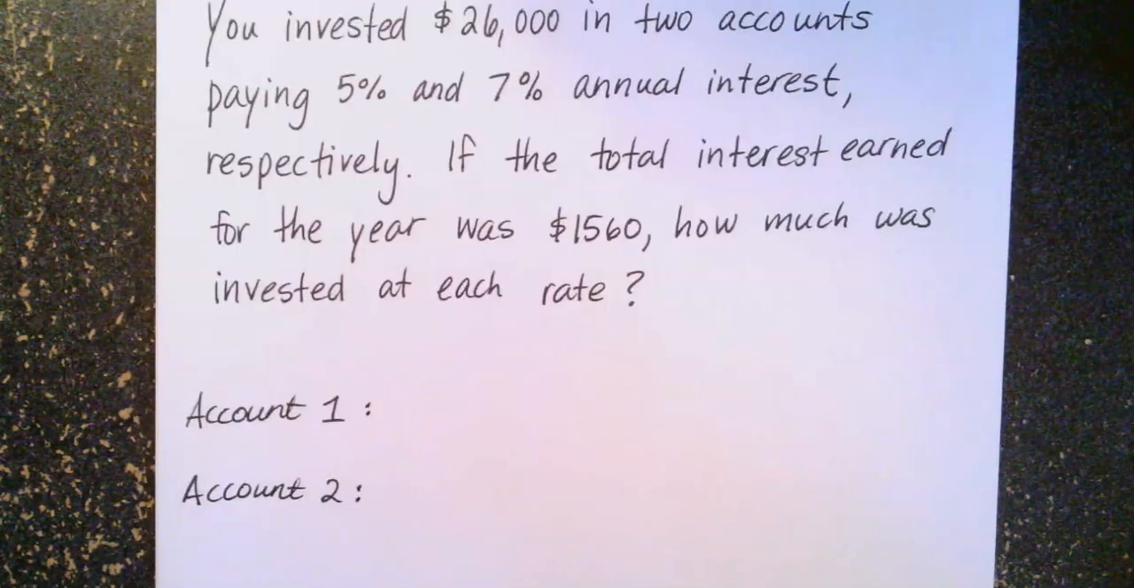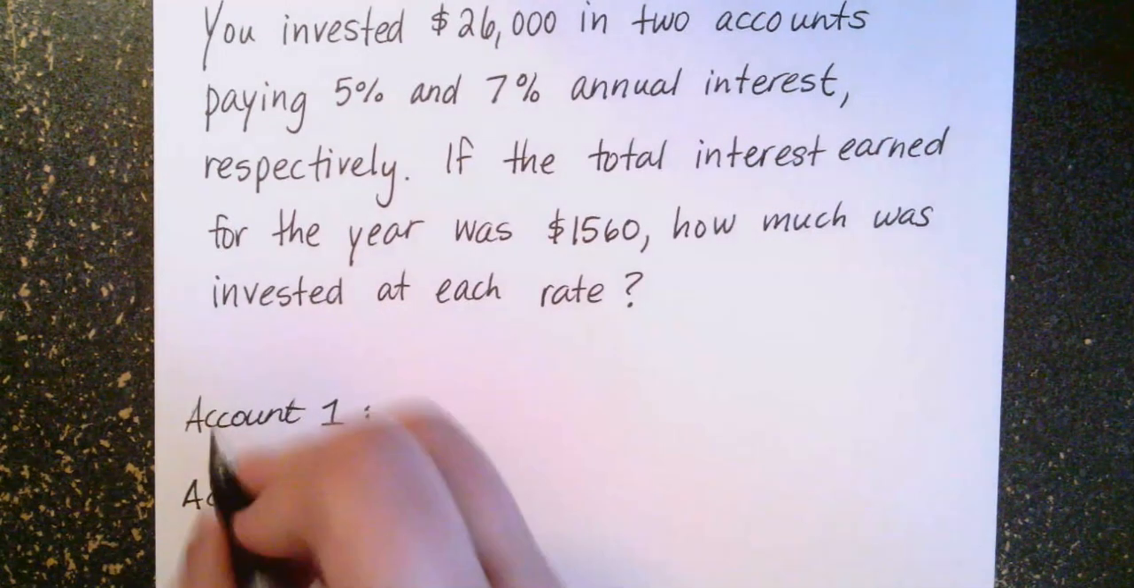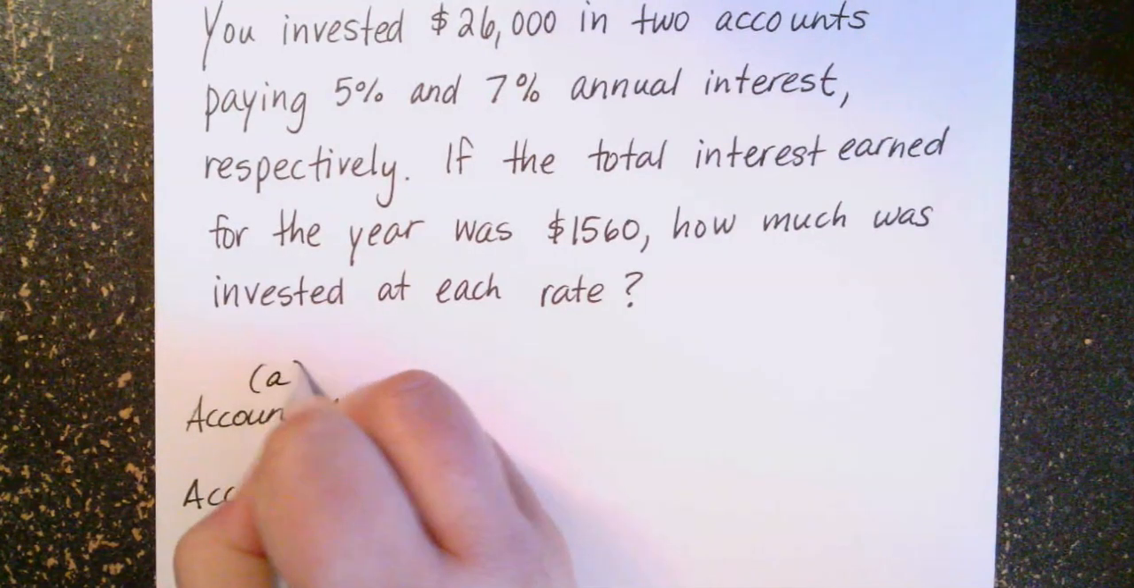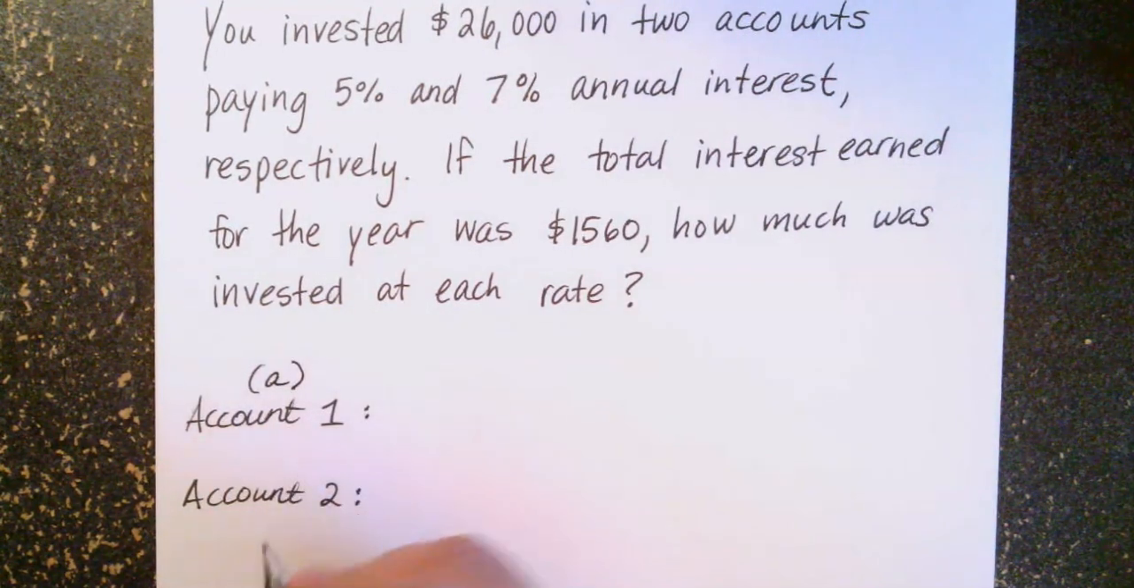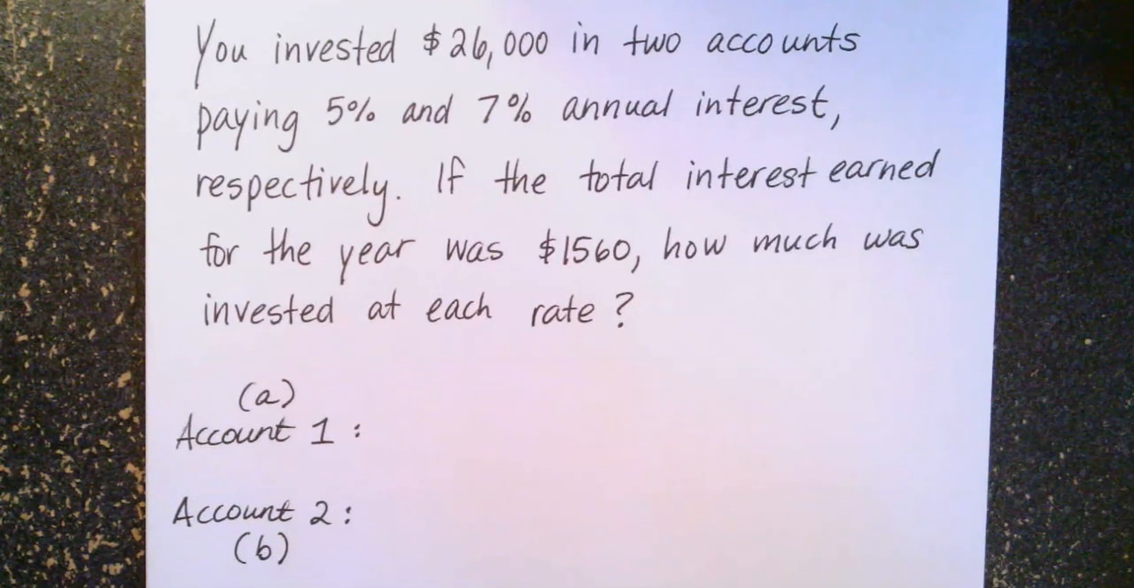If I want to have two variables, I'm going to say that my variable for account 1 is A. You could call it X or Y or M, N, whatever, but I'm going to use A and B here. So I'm going to assign variable A to be the amount of money in account 1, and the variable B to be the amount of money in account 2. I need to create two equations. That's basically taking two facts that I know about these two accounts and turning them into mathematical equations.